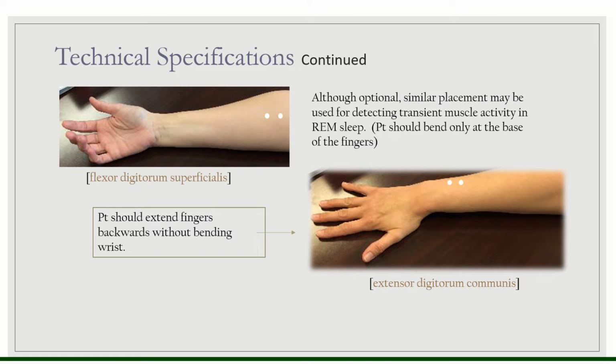The patient should bend their fingers at the base, which is what we see here. And the patient should also extend their fingers backwards without bending. So we basically put 2 electrodes on the one side of the arm, and then we have the patient turn their arm over, and we put the 2 electrodes on the other side of the arm, which is what we see pictured.